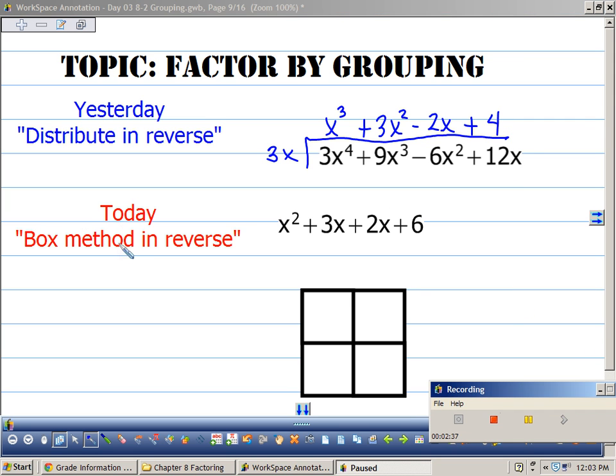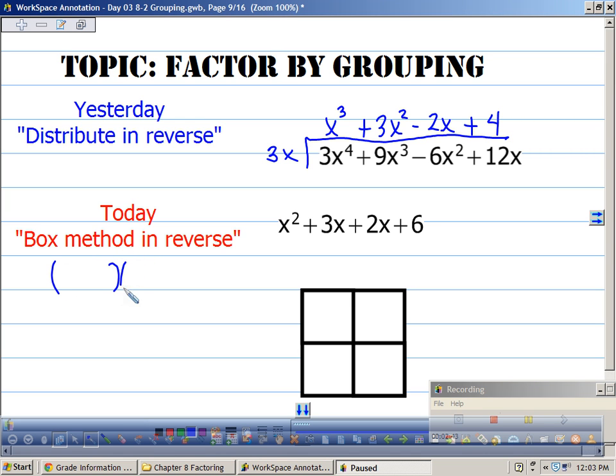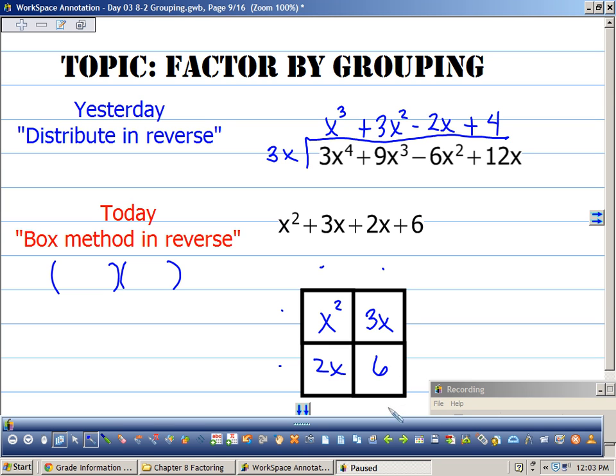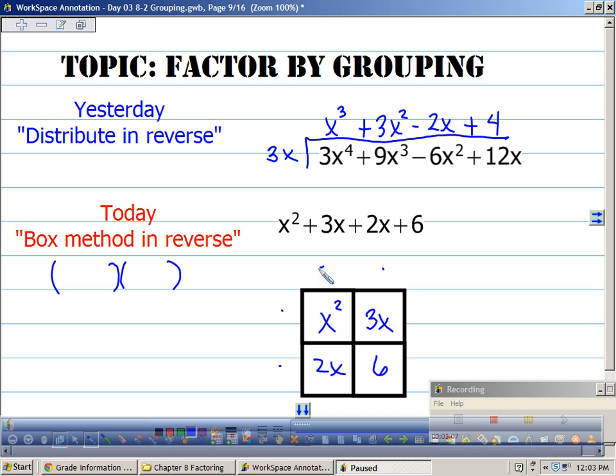So today, let's do the box method in reverse. Before we had 2 binomials, and we set them up on this side and this side, and when we multiplied, we got the product, which would be x squared plus 3x plus 2x plus 6. So I'm going to do the inverse of that right now. I'm going to find all the greatest common factors and factor out what I would have originally multiplied.